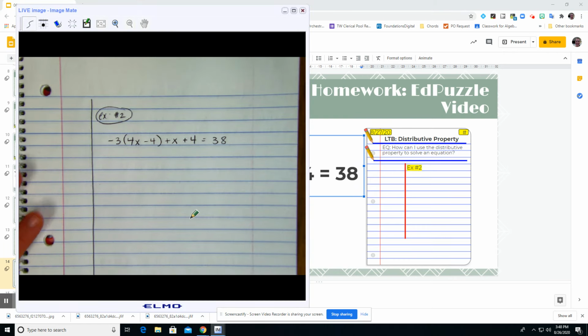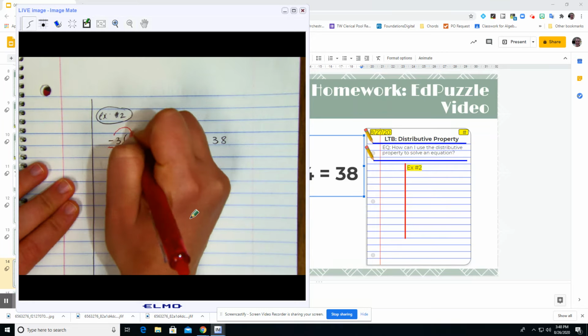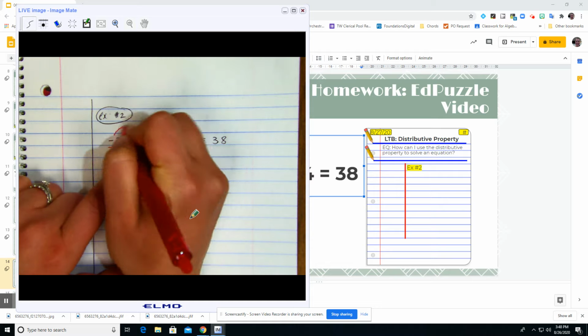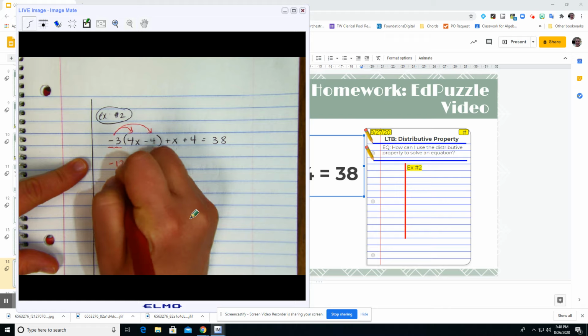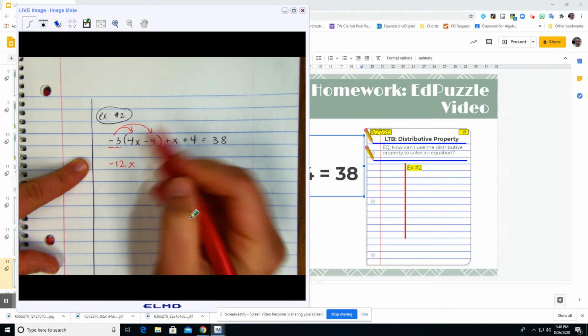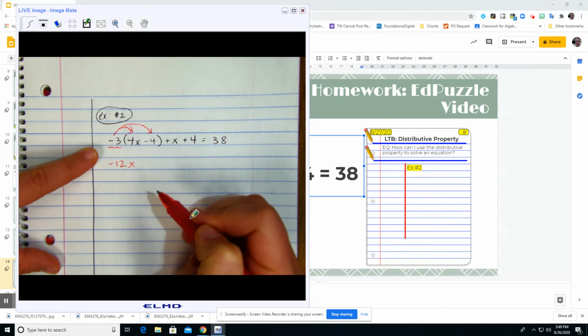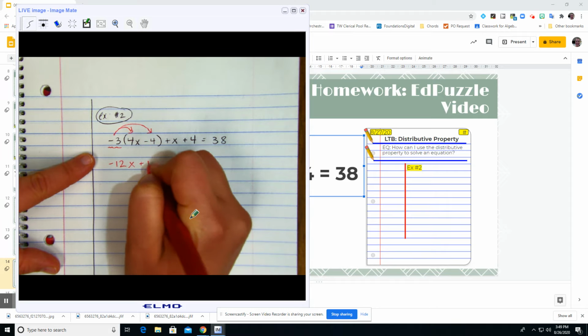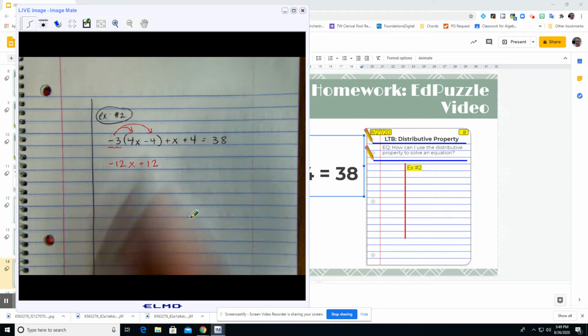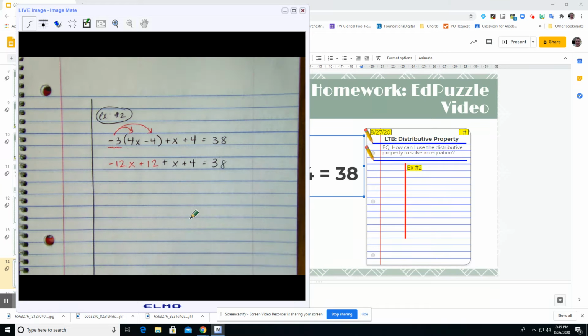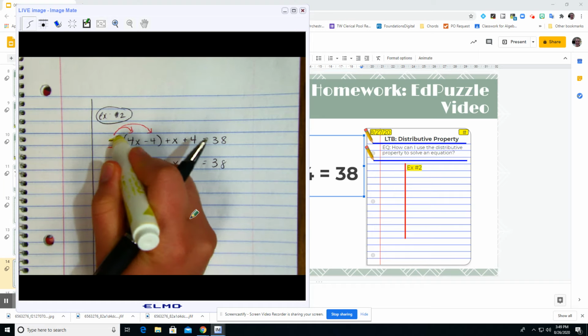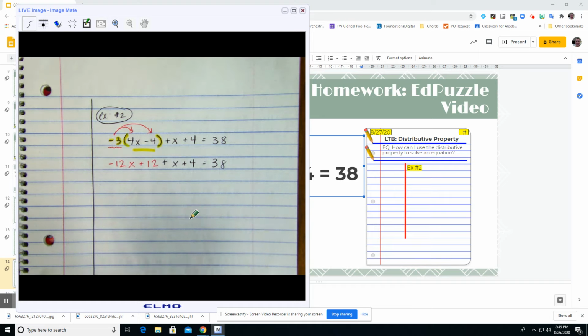So before we can combine like terms, I always want you to distribute. So I'm noticing I have a negative 3, and it needs to be multiplied by the 4x and the negative 4. So I get negative 3 times 4 is negative 12, and it always will keep the x. Negative 3 times a negative 4 is a positive 12. And everything else can stay the same because the negative 3 only distributes to the parentheses. So this negative 3 only distributes to the numbers inside the parentheses.